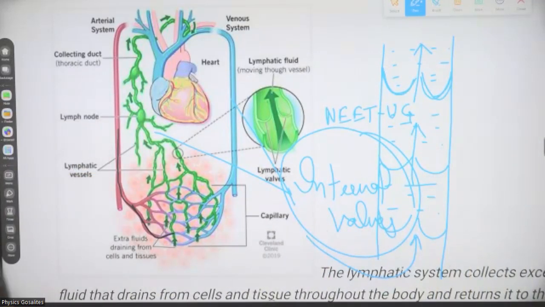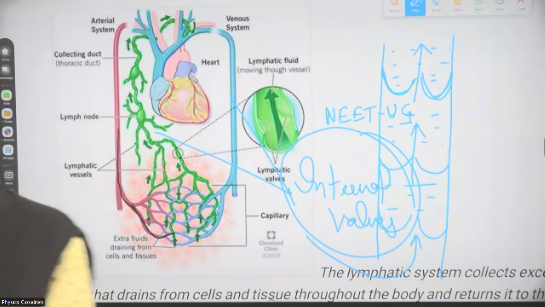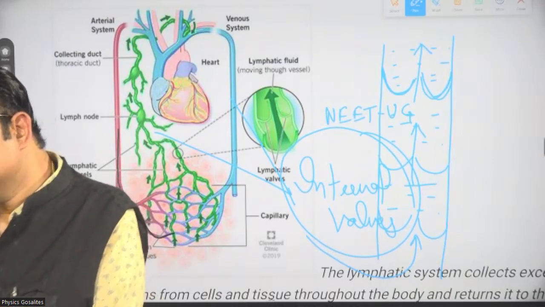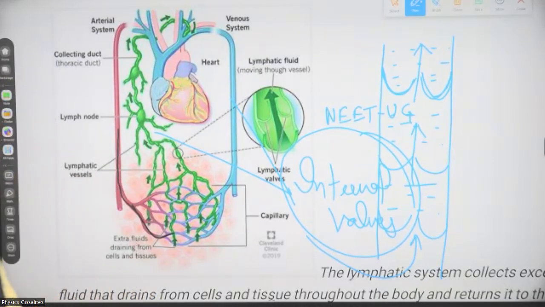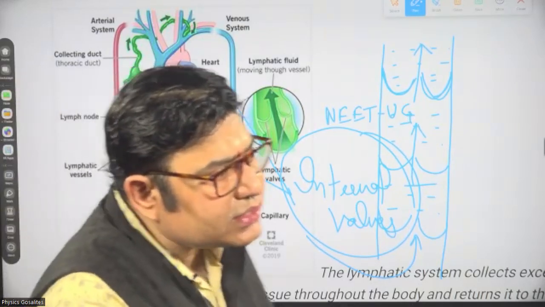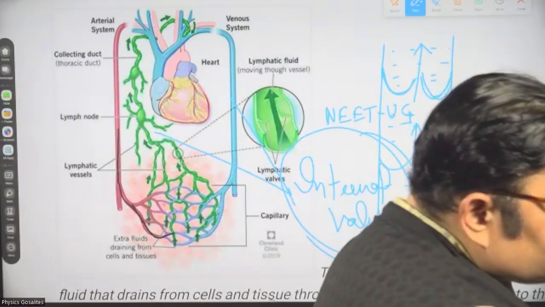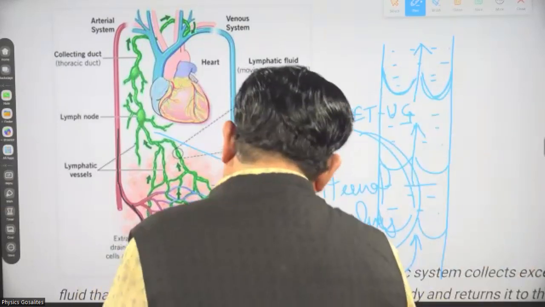Very good. Manasa Reddy has given the correct answer and many people are now answering correctly. You all know it very well. It is William Harvey. Perfect answer. William Harvey discovered the closed circulatory system.